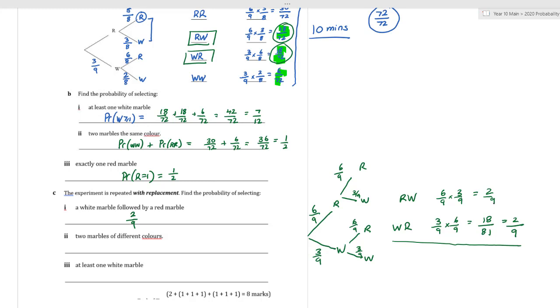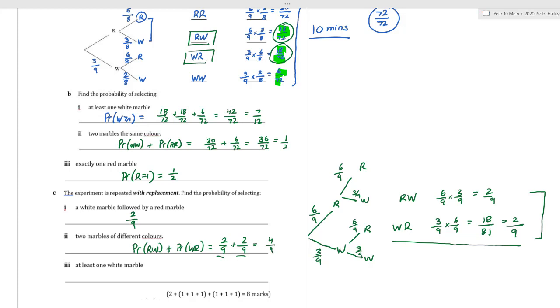So the probability of 2 marbles being different colours, we need to add these two together. So that's going to be the probability of red, white, plus the probability of white and red, which is 2/9 plus 2/9. And remember that when we're adding two fractions of the same denominator, we don't add the denominators together. We simply just add the numerator. So we've got 4/9.